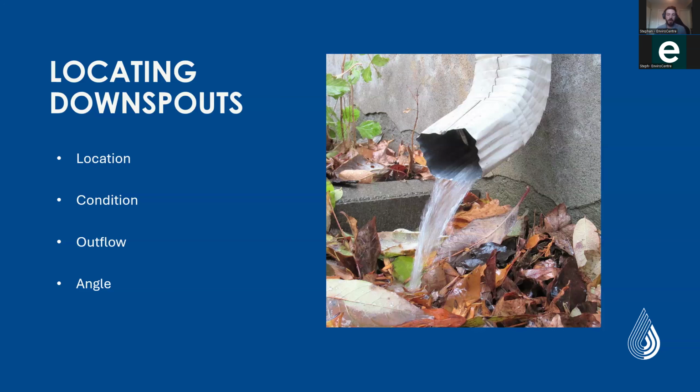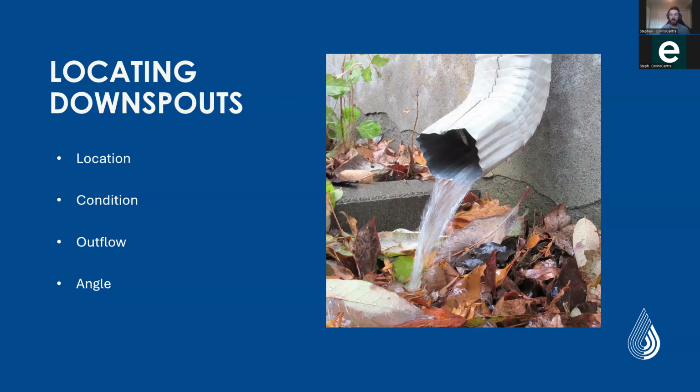And angle. So you want to make sure it's angled, at least has a slight slope for the entire portion of it. So if at any point it angles up, the water is not going to flow there anymore. I'm sure we know that, but I've been on plenty of assessments where that's the case. So just take note of anything like that.